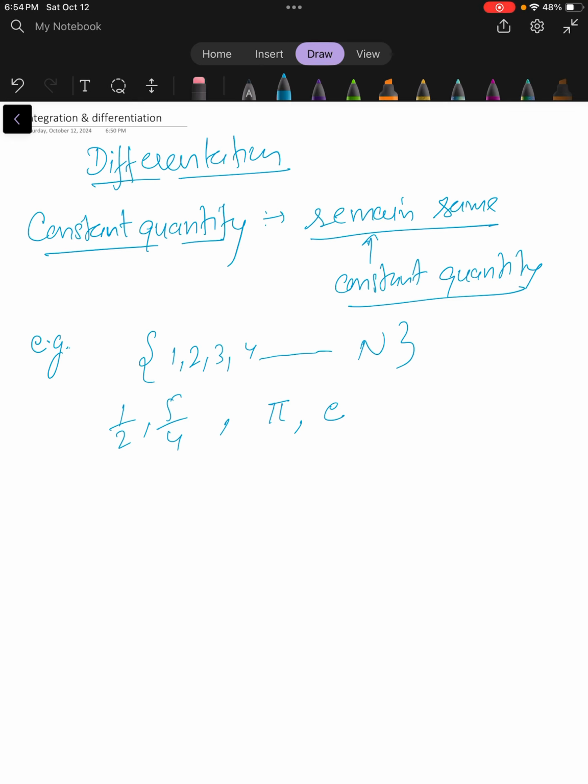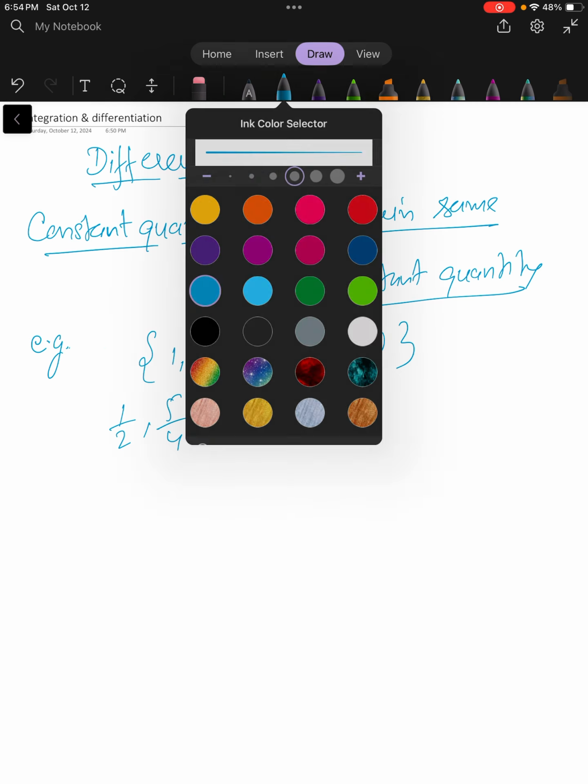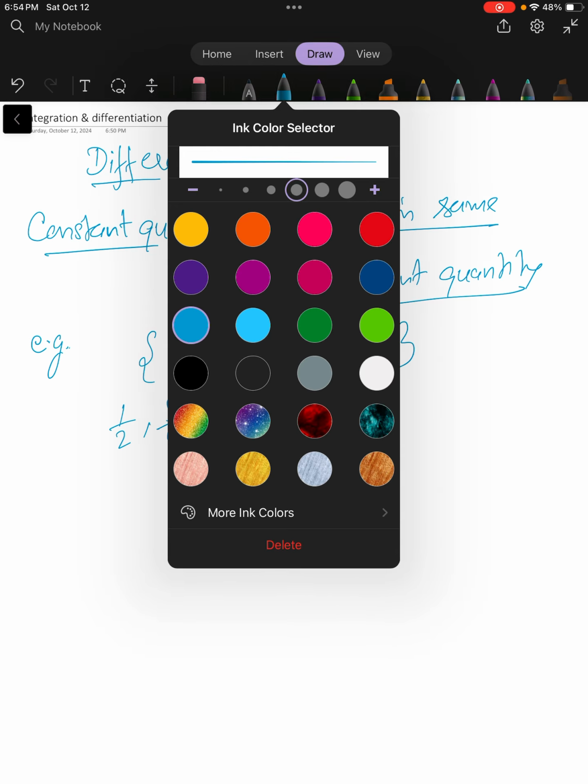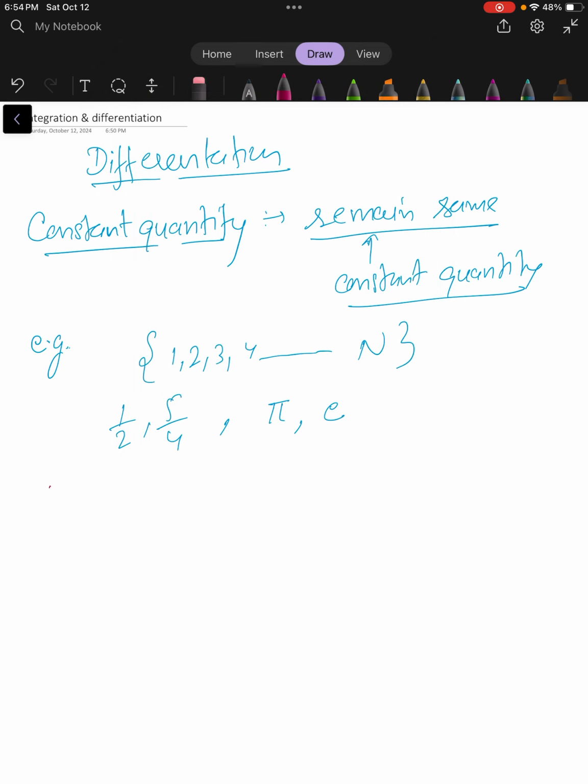Now we will discuss the variable quantity. So what exactly is a variable quantity? Any doubt about the constant? What do you understand by constant? Now we will discuss the variable quantity. In a variable quantity, the quantity takes a different value when we do mathematical operations. That is known as a variable quantity.